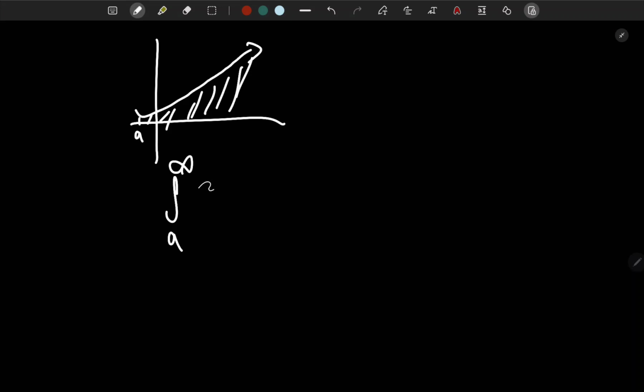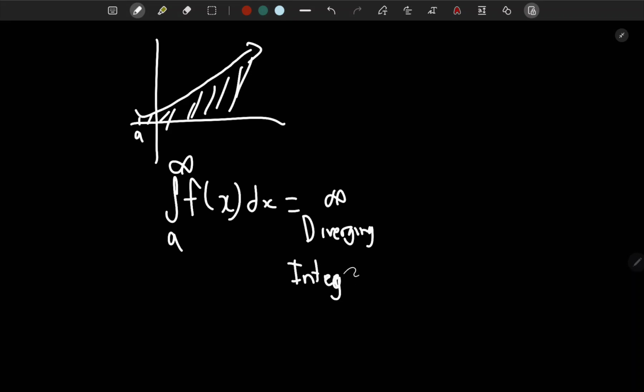Now, even for the answer, it could be infinity, or it could be a number. So as you can see in this graph, we have a line which is going to infinity, and the area keeps increasing. So let's call this integral of f of x dx, and the answer for this is infinity, and this is a diverging integral.